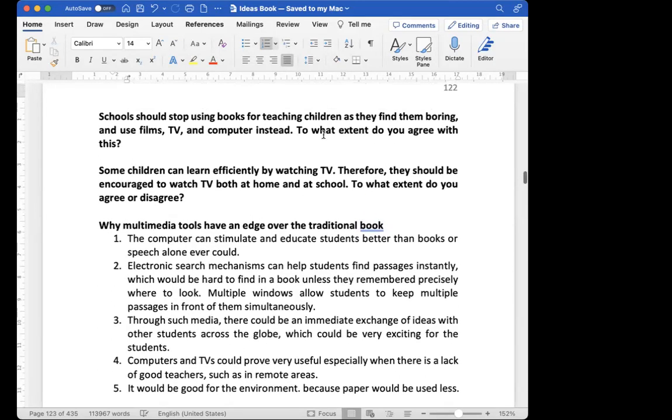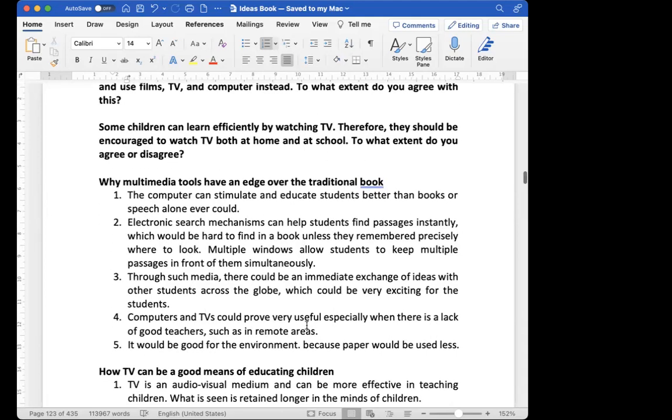So if in the first essay you say you agree strongly, then you will put these points and make the whole essay. Got it? The computer can stimulate and educate students better than books or speech alone ever could. Electronic search mechanisms can help students find passages instantly, which would be hard to find in a book unless they remembered precisely where to look.